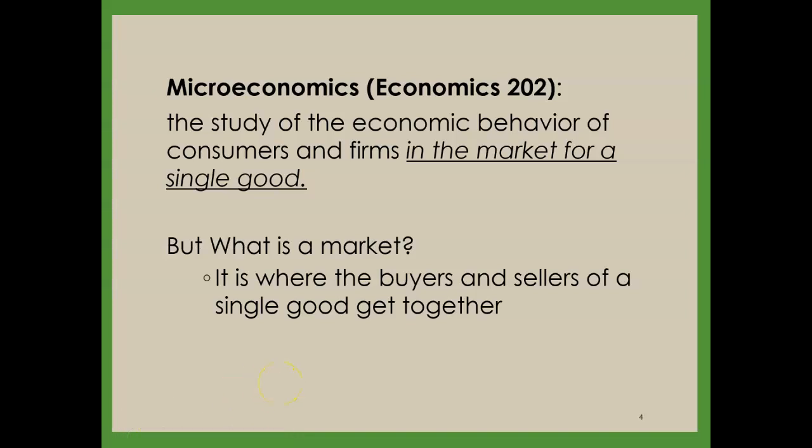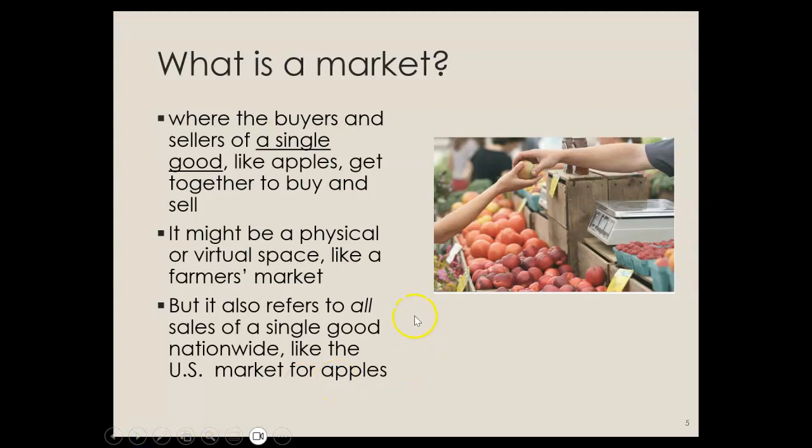Microeconomics, which is studied in Economics 202, is the study of the economic behavior of consumers and firms in the market for a single good. But what is a market? Well, in a basic sense, we define a market as where, loosely defined, the buyers and sellers of a single good get together. But what do we mean by that, where buyers and sellers get together?